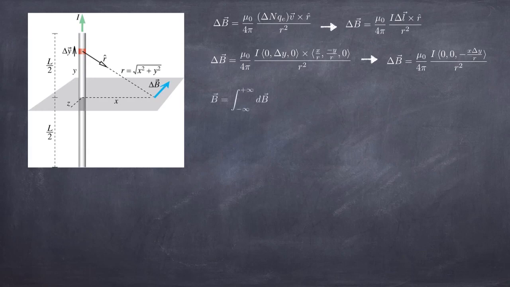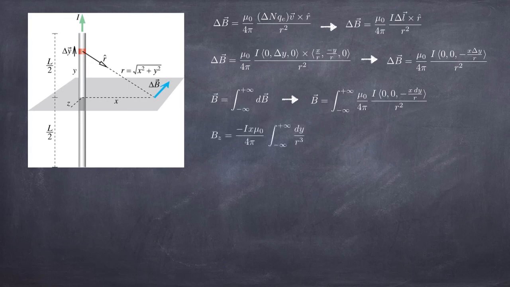Then I'm going to go ahead and integrate that. Now, the picture shows minus L over 2 to plus L over 2, just for the sake of getting the answer that I'm interested in, which is a long wire. I'm going to assume that L becomes very long. In this case, it goes from minus infinity to plus infinity. And if I plug all that in, I get this integral, dy over r cubed.